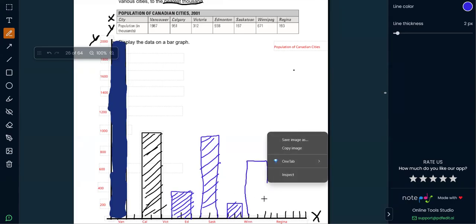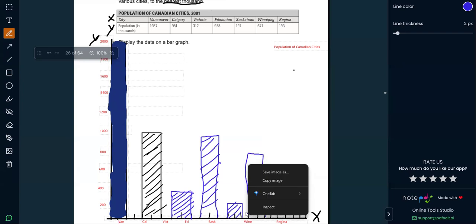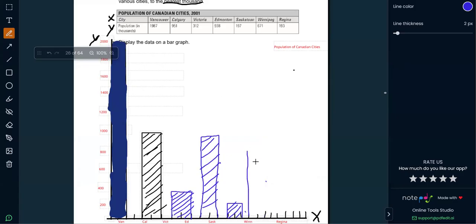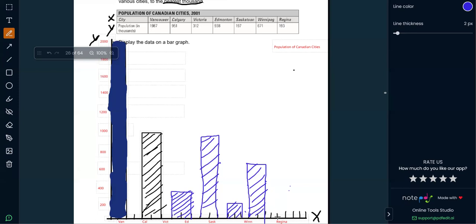But right here, this one, again, you would have a ruler. I don't in this case, so just be wary of that. That's not right. So 671, which is about right here. And next is Regina, which is about 193. So about right here again. Again, you just estimate it.